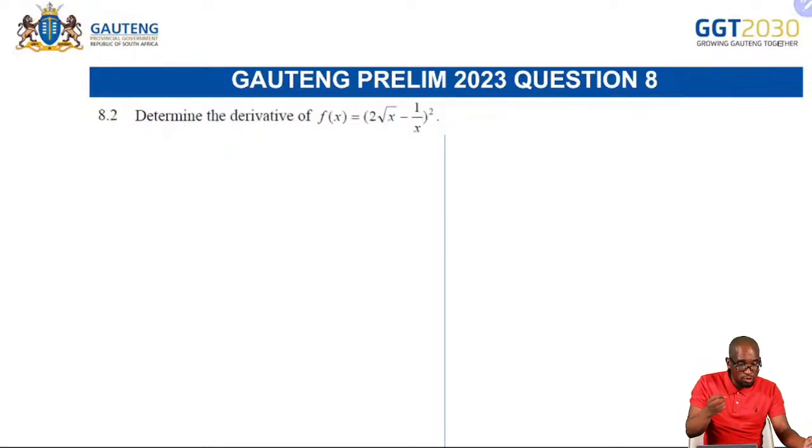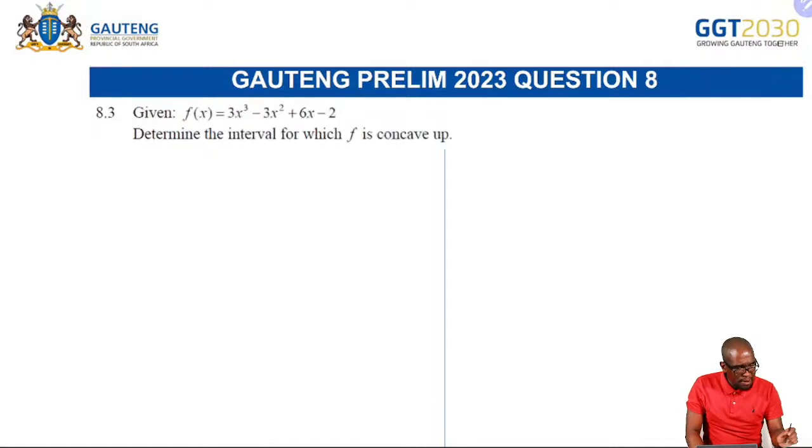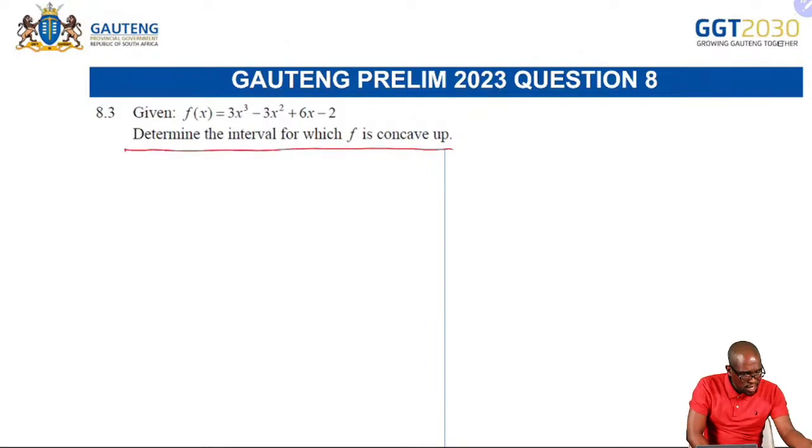Now also rules of differentiation. I'm not going to do this question here because of time, but I am going to touch on this. Given f of x is 3x cubed minus 3x squared plus 6x minus 2. This was question 8.3. They say determine the interval for which f is concave up.